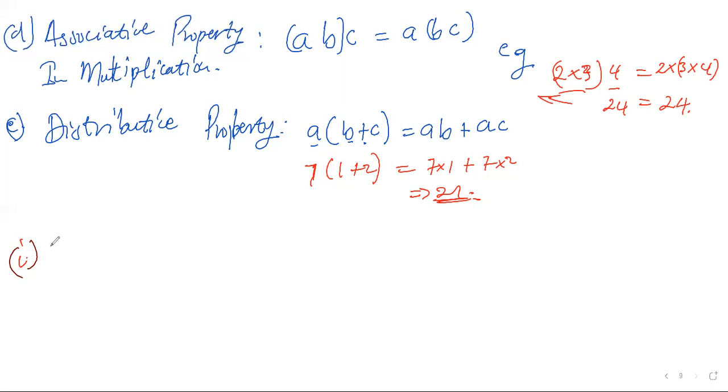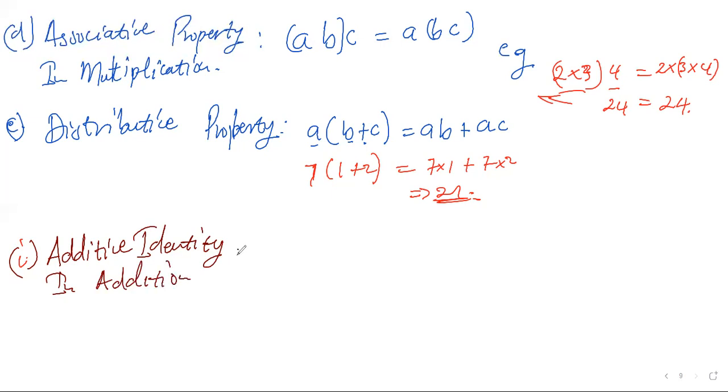Okay, so additive identity in addition. What is the additive identity? Additive identity is 0.